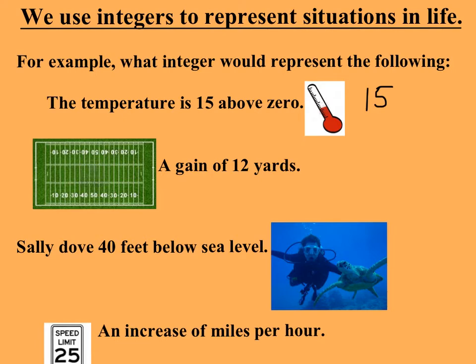If in a football game there was a gain of 12 yards, that would be positive 12. If Sally dove 40 feet below sea level, that would be an integer of negative 40. And an increase of 25 miles per hour would be positive 25.